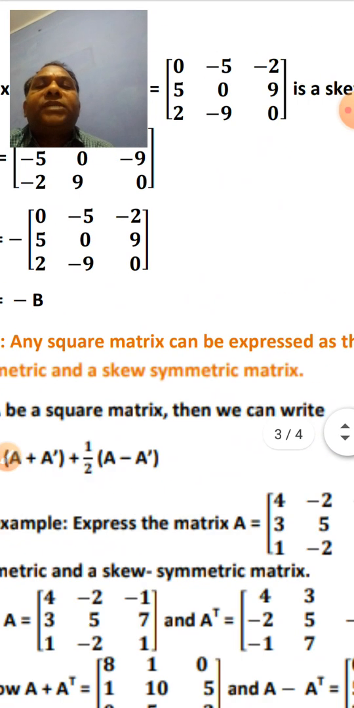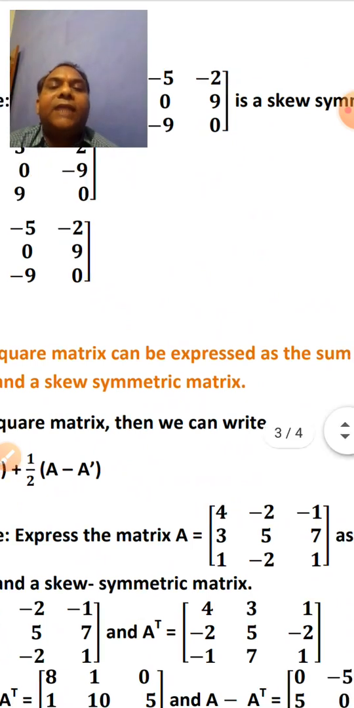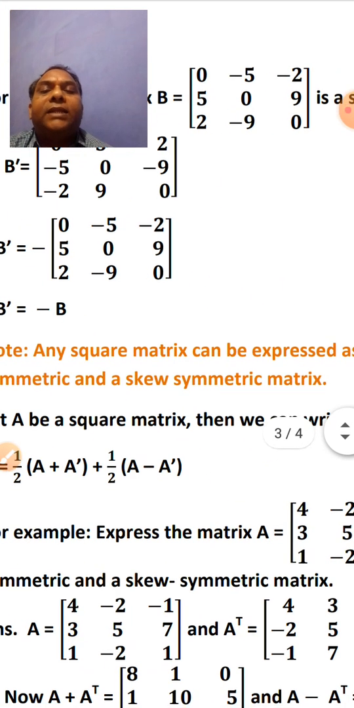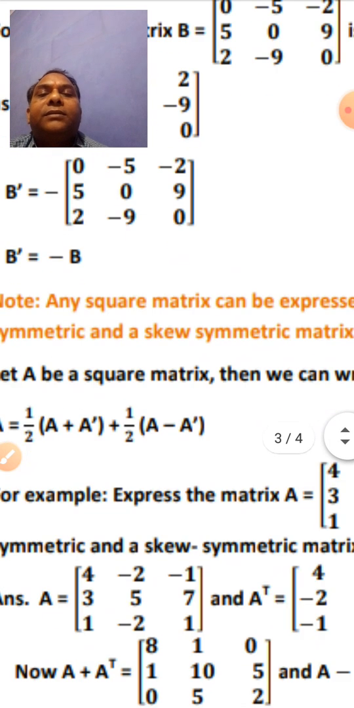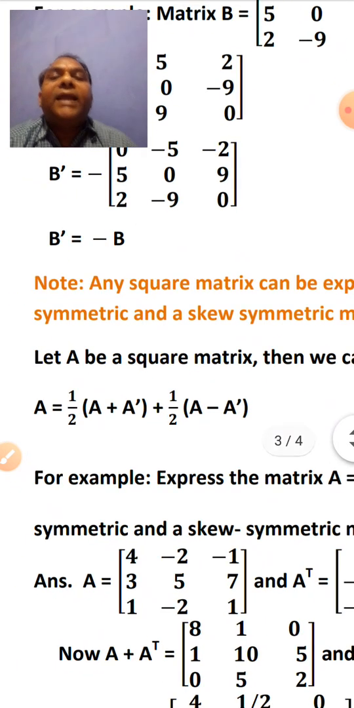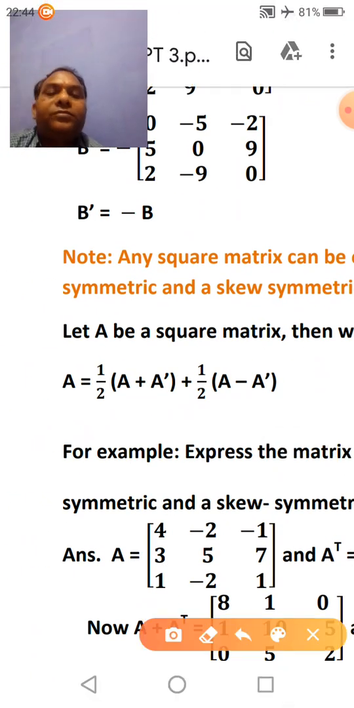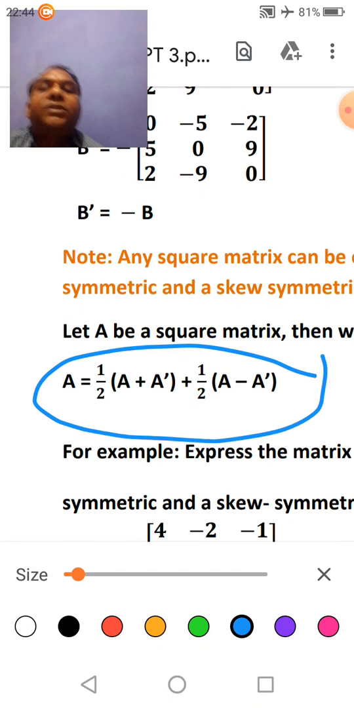Now any square matrix can be expressed as the sum of a symmetric and a skew symmetric matrix. Clear? Means any square matrix can be expressed as the sum of symmetric and skew symmetric matrix. Let A be a square matrix, then we can write A is equal to half of A plus A dash plus half of A minus A dash. Clear?